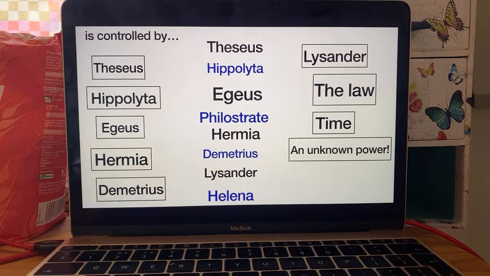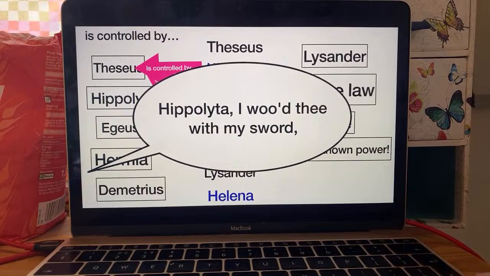I think Philostrate is very obvious, right? Philostrate is being controlled by Theseus. He hasn't even said anything yet. Theseus just says go, and then he goes. Hippolyta, I think it's fair to say, is also being controlled by Theseus. "I wooed thee with my sword." That sounds fairly controlling, doesn't it?